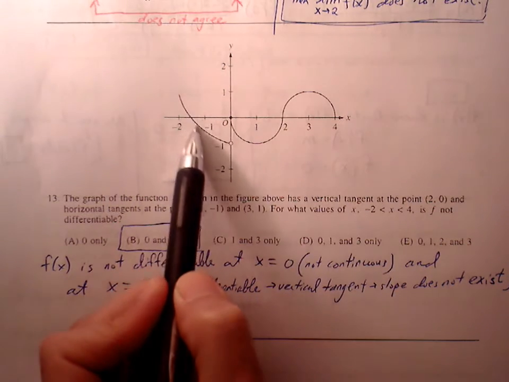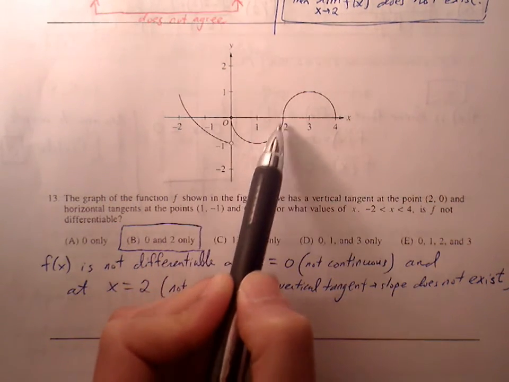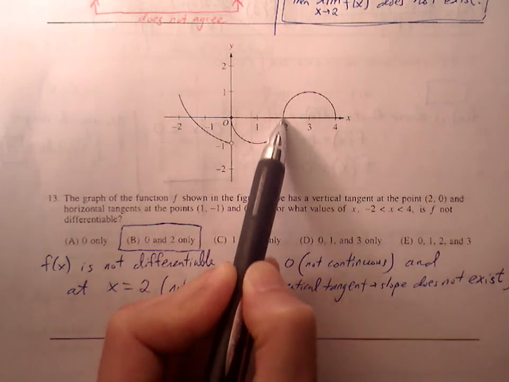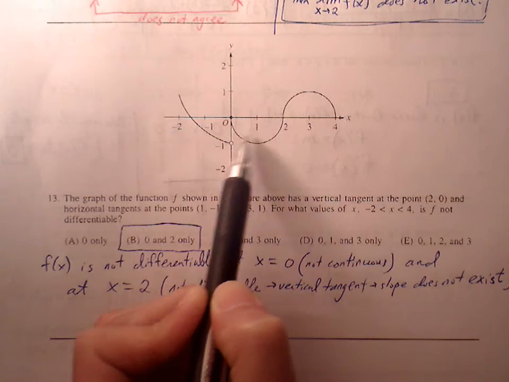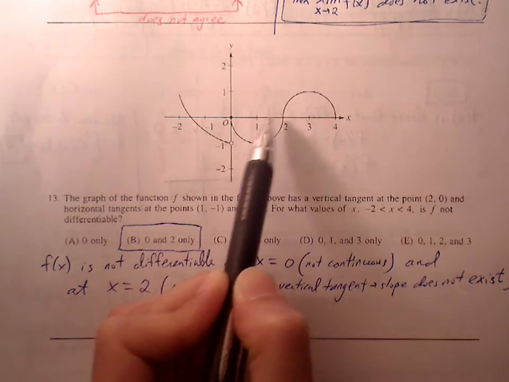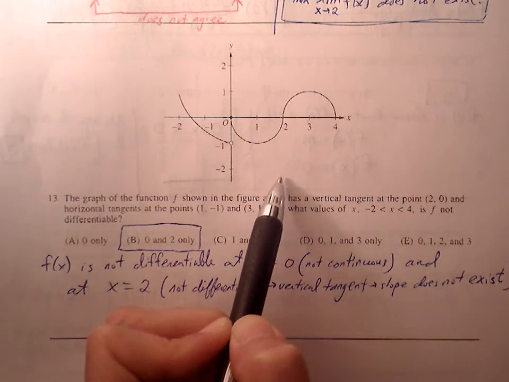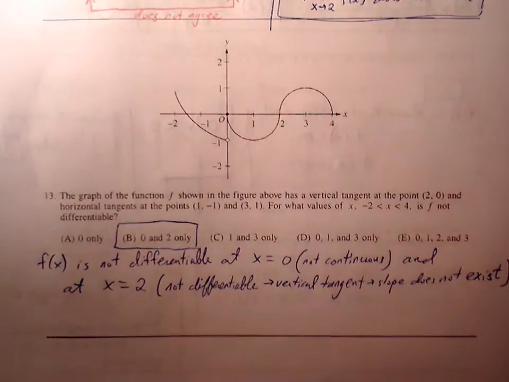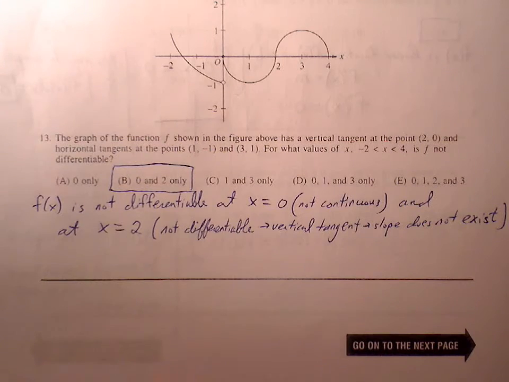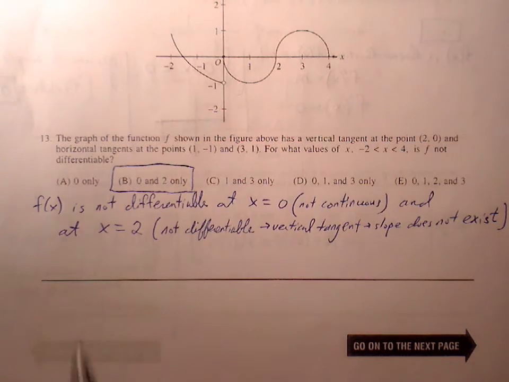So here we see it's a smooth curve all the way through, but there's a break at 0. Smooth curve all the way through, there's a vertical tangent, so that means the slope doesn't exist, so it's not differentiable. So not differentiable at 0 because it's not continuous, not differentiable at 2 because it's a vertical tangent, slope doesn't exist. So we have x equals 0 and x equals 2. Those are the places where the graph is not differentiable.